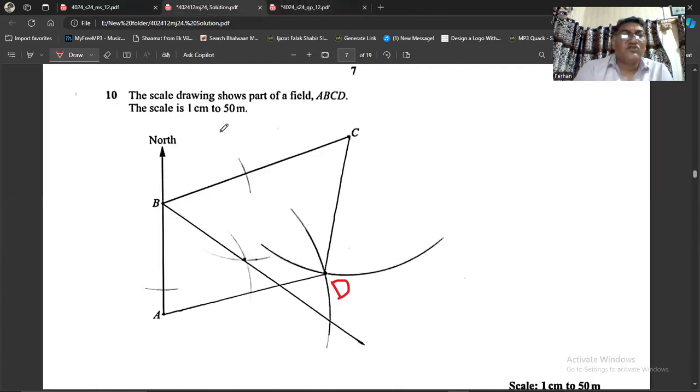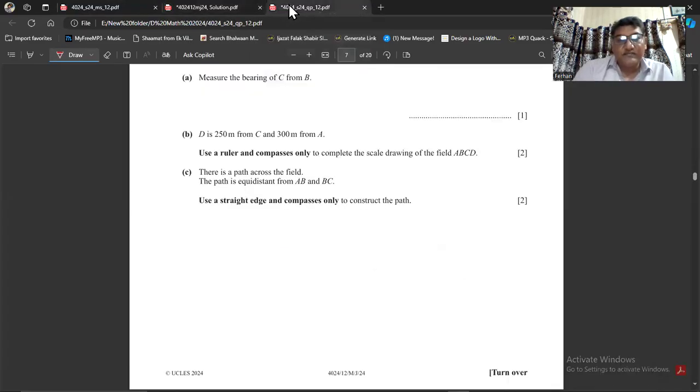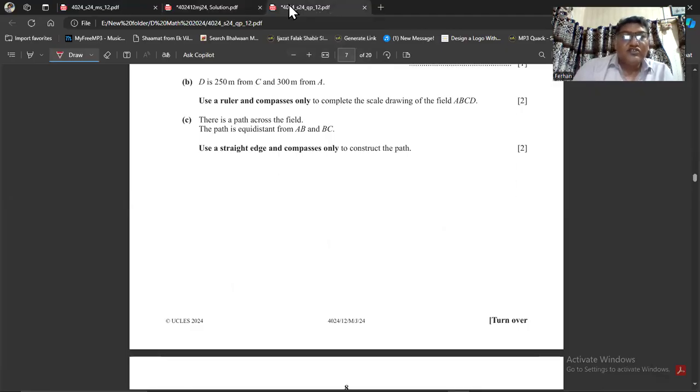Let me show you. I have done this. You see, I took B as the center, opened my compass, and drew this arc, and then this arc. Then I took this point as the center and drew this arc. Then I put my compass here and drew this arc. Where these two arcs intersected, I joined this point with B and prolonged it. So this is that angle bisector. So this is what they wanted.